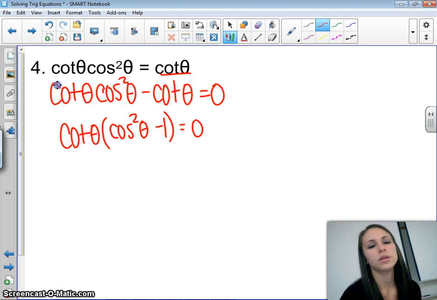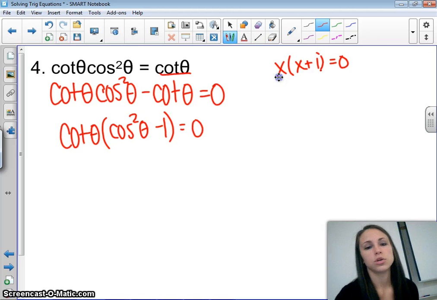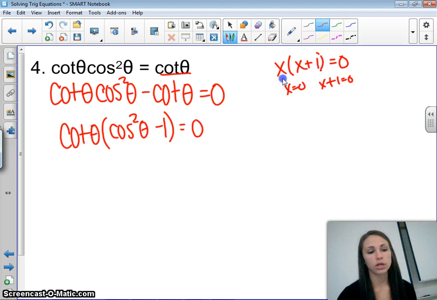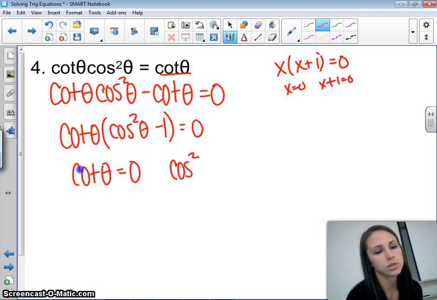Now, if you had something like x times x plus 1 in parentheses, and you had that equal to 0, the way that you would solve this is by setting each of these equal to 0. So you would set x equal to 0 and x plus 1 equals 0. You're going to do the same thing right here with these problems. And so I'm going to set cotangent equal to 0 and cosine squared minus 1 equal to 0.